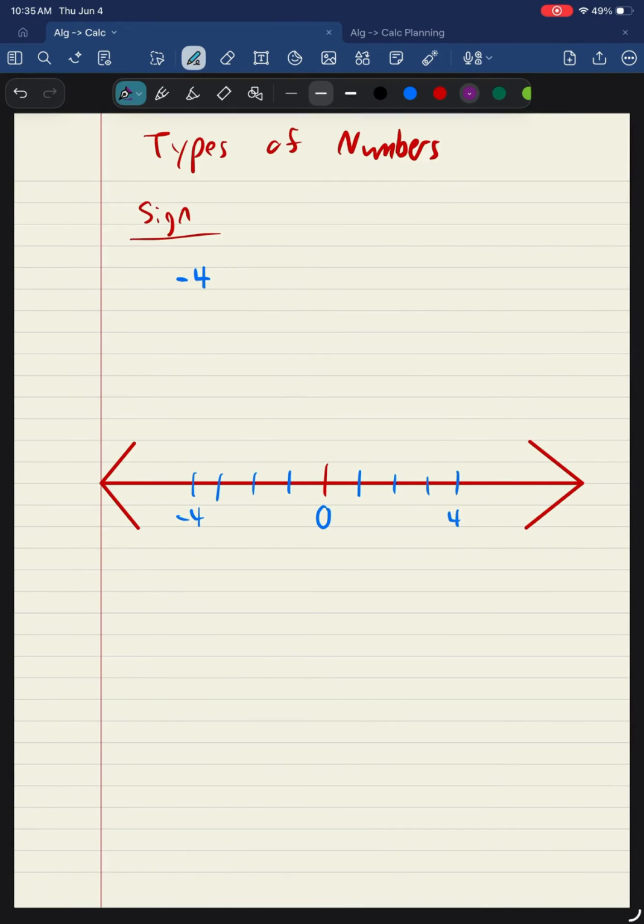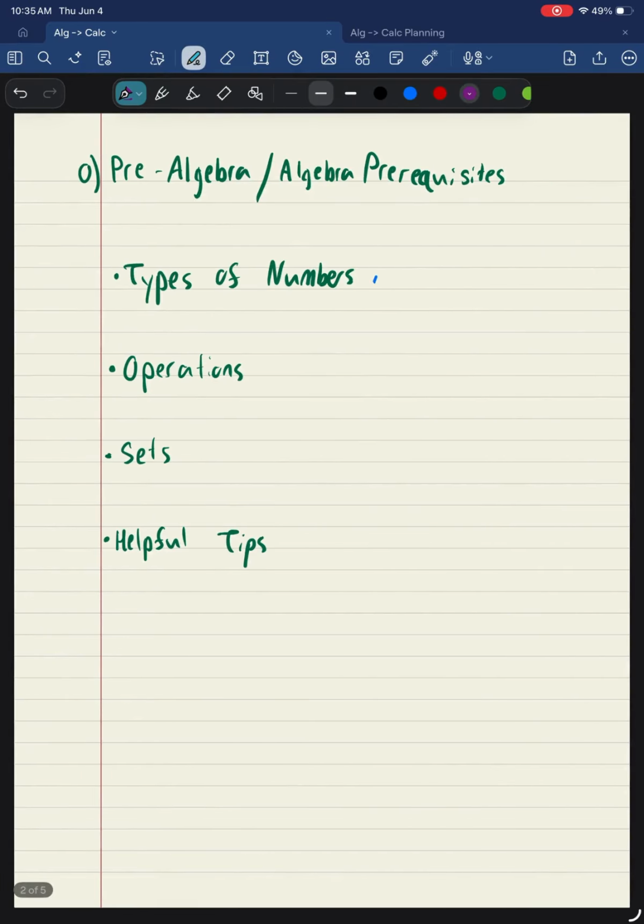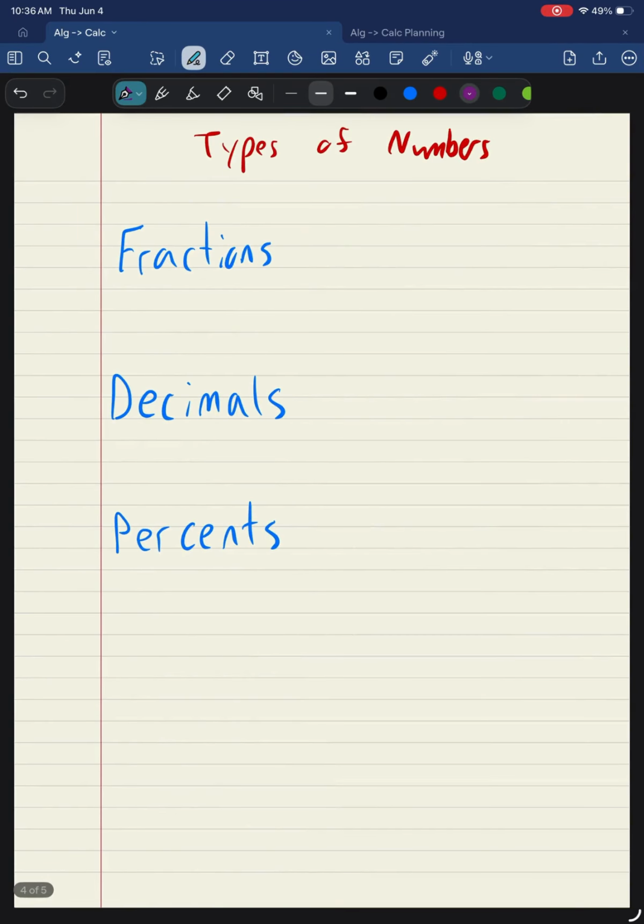Last video we talked about the sign of numbers, whether they can be negative, positive, or neither. And in this video we're going to be talking about other properties of numbers, or types of numbers rather. Specifically fractions, decimals, and percents. These are all parts of a whole number, meaning they're all not an integer. They're not like 1, 2, or 3.